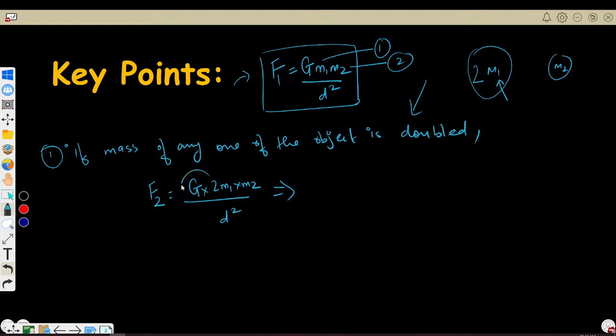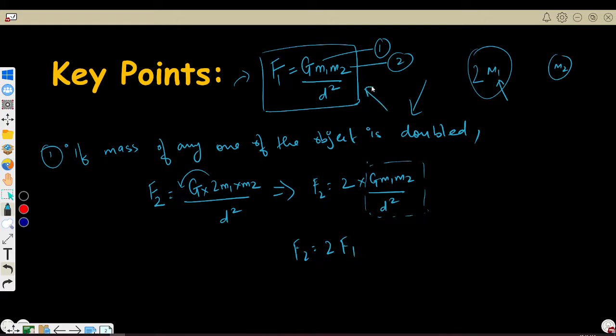So this 2 can be written at the first position. I can write this as F2 is equal to 2 multiplied with G into m1 m2 divided by d square. Of course we can write this because in multiplication we can rearrange the terms, it is commutative in nature. So now if you look at this term which I have marked, this is nothing but your F2 is equal to 2 times F1.